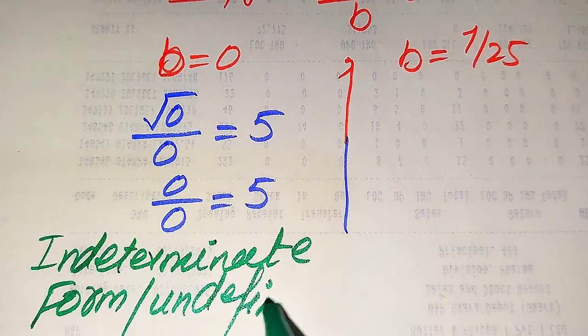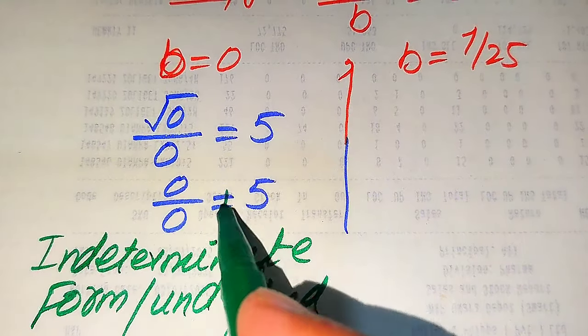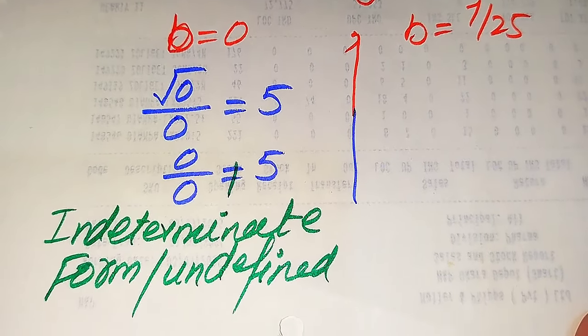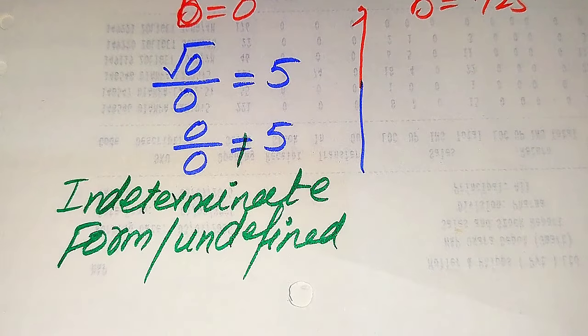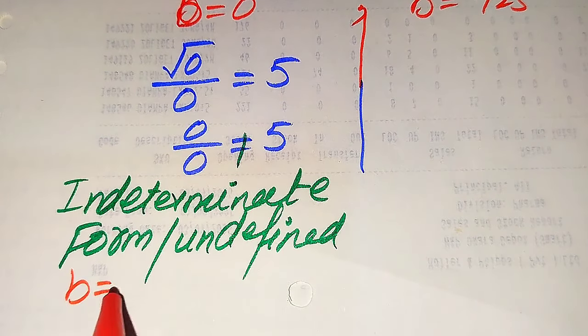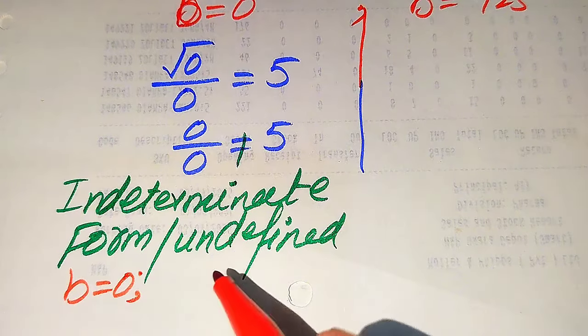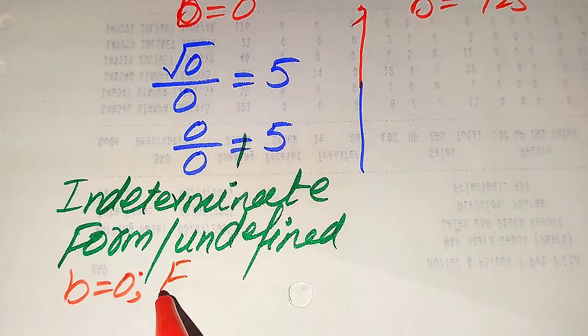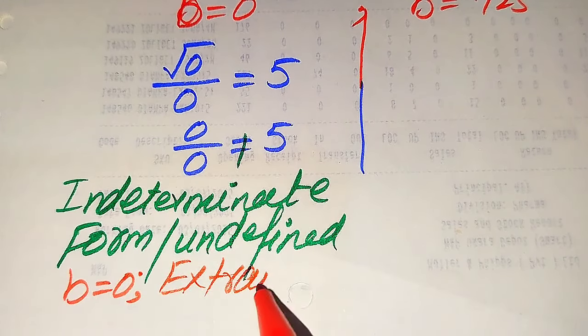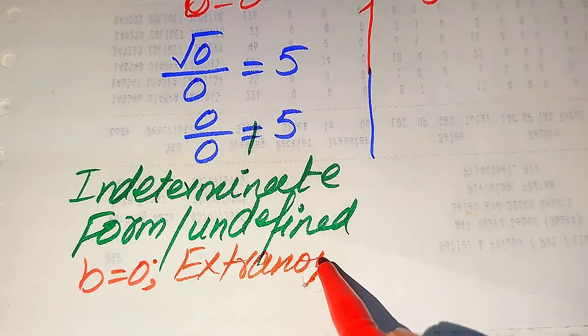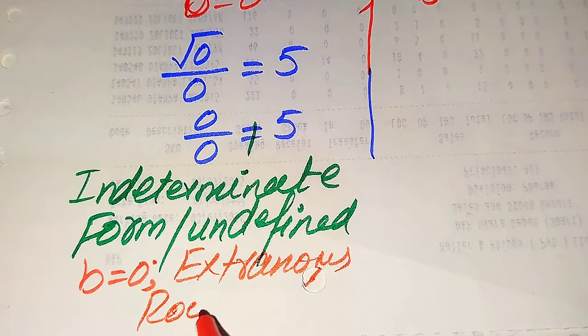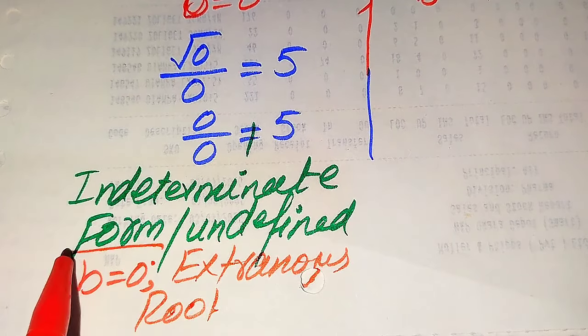So if our left hand side is undefined, it means that both of the sides are not equal, and this concludes that the value b equals 0 does not satisfy our given question statement. So we call b equals 0 the extraneous root of the given equation. Okay, so b equals 0 is the extraneous root.